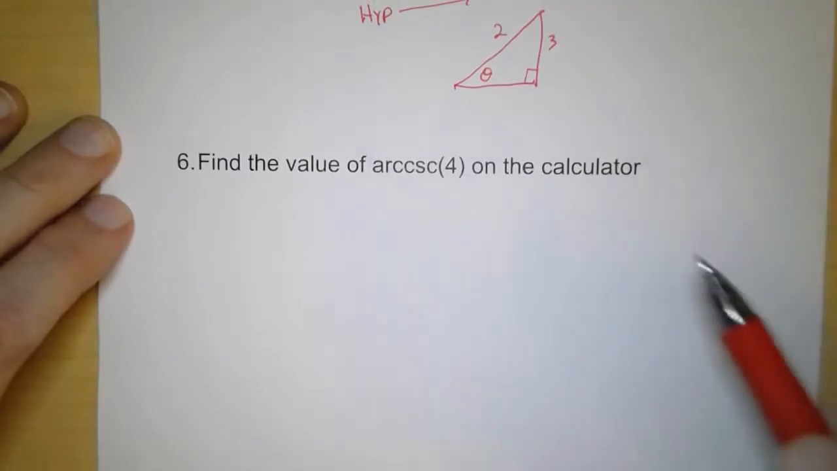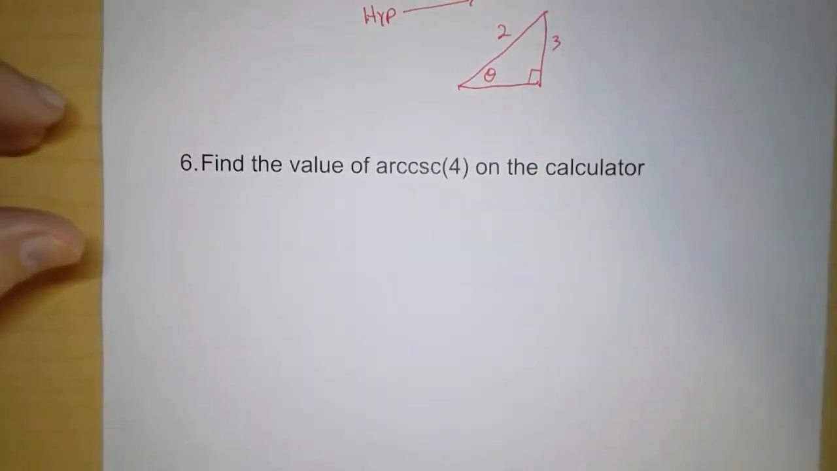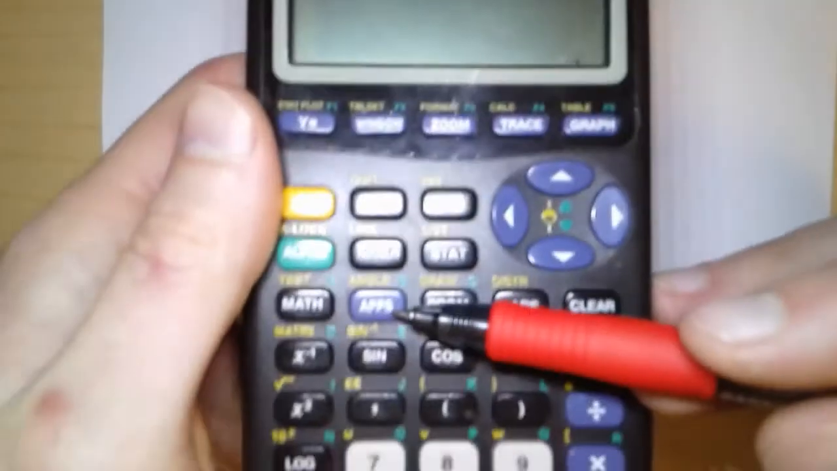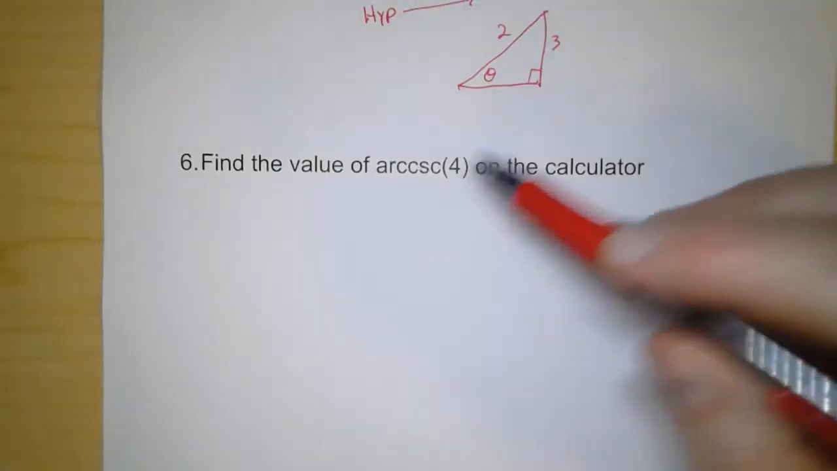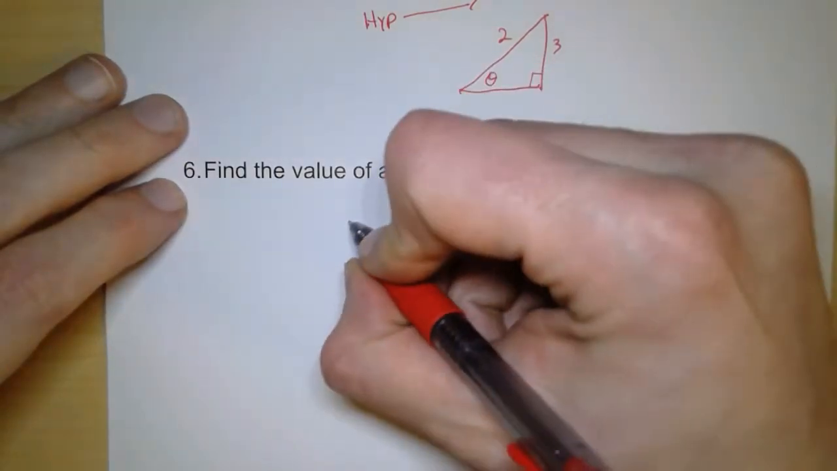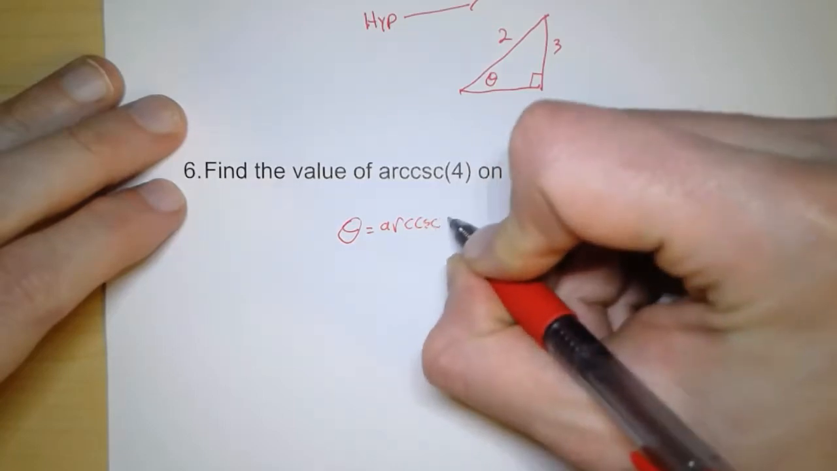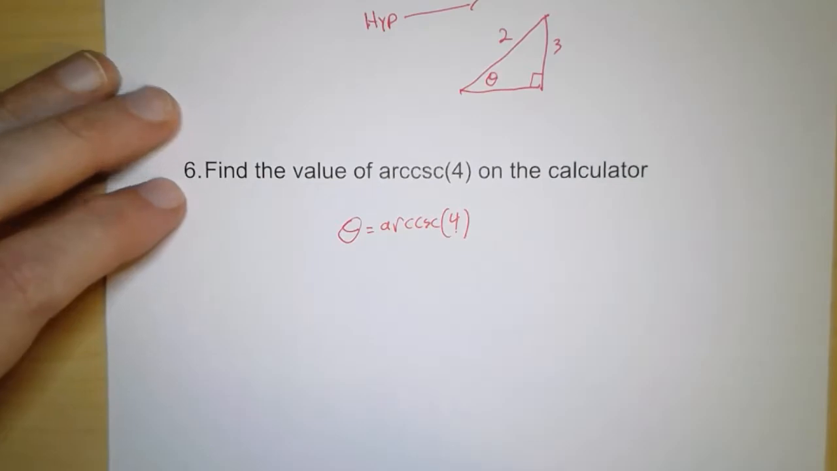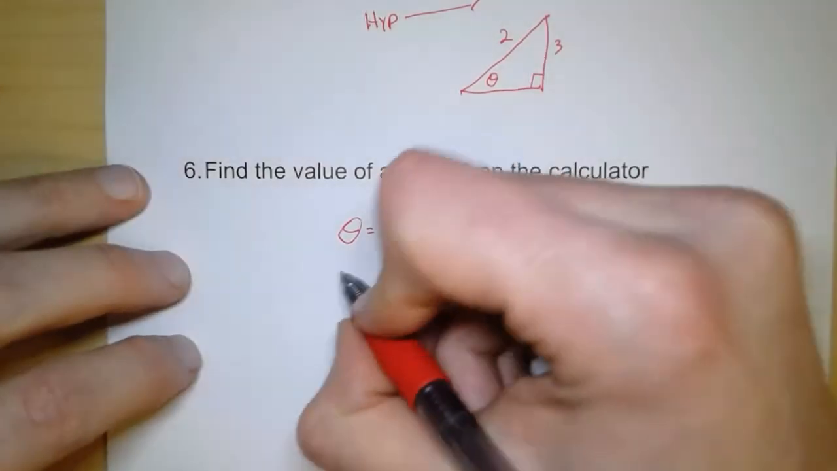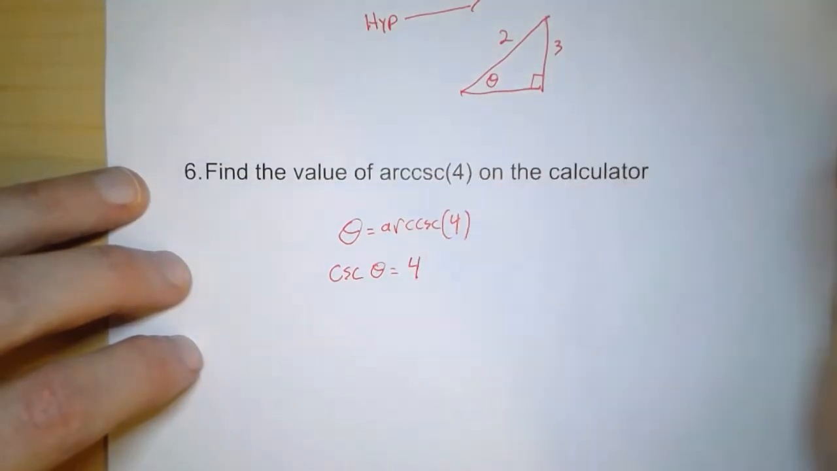Now for the last one, we want to find the value of arc cosecant of 4 on the calculator. Okay, we don't have arc cosecant. All we have is arcsine right there, arc cosine, and arc tangent. So how do we do this? Well, let's think about this. Theta equals arc cosecant of 4. Now this is our angle that we want, and this is our ratio. Now let's say we rewrite this. The cosecant ratio at this point is 4.